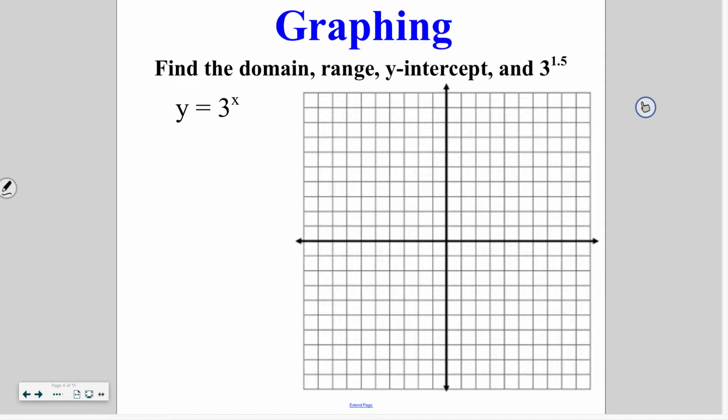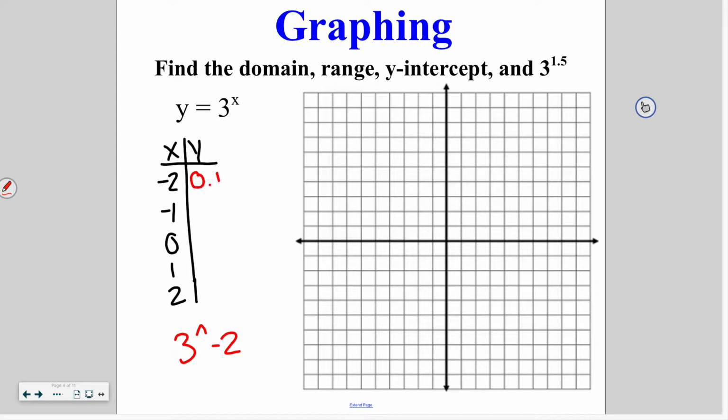When we go ahead and graph this, we are going to do so by creating an xy table. We're going to use negative 2, negative 1, 0, 1, and 2 as those values that we are plugging in. When you type this into the calculator, you would do 3 caret negative 2 for that first one. And that's going to give you an answer of 0.1 repeating. We're just going to round it to 2 decimal places, so 0.11.